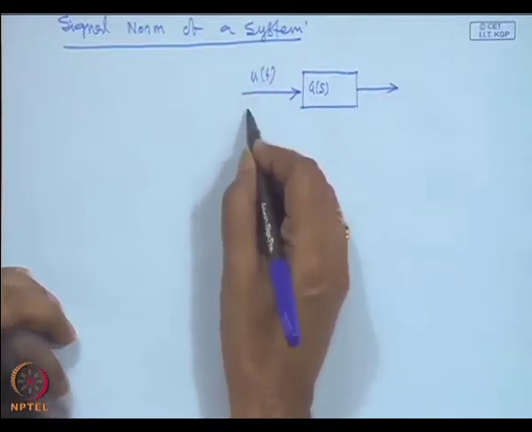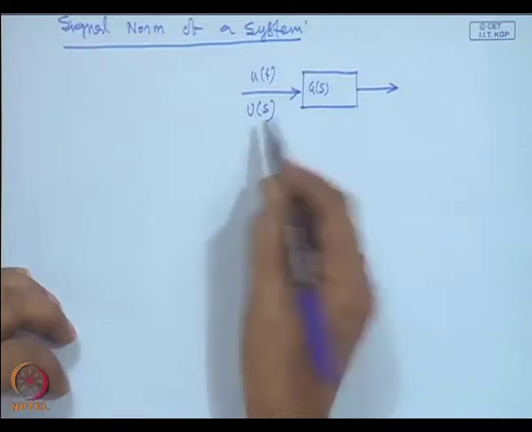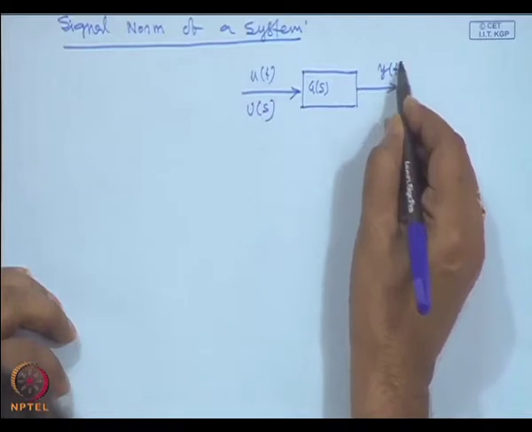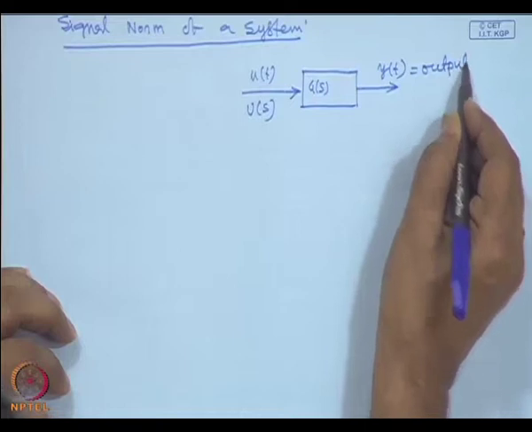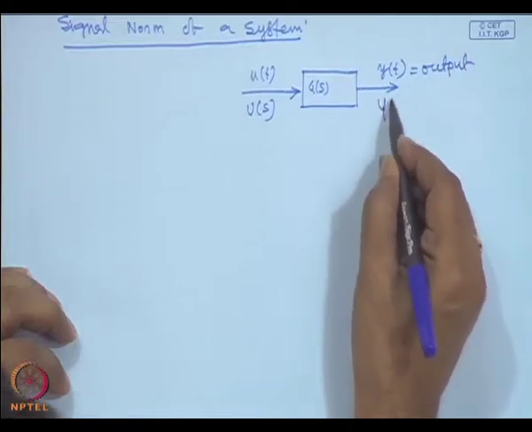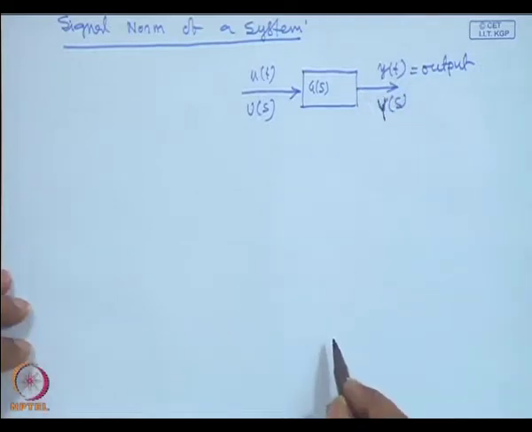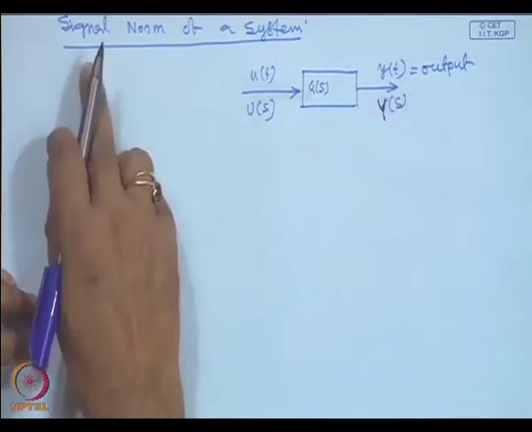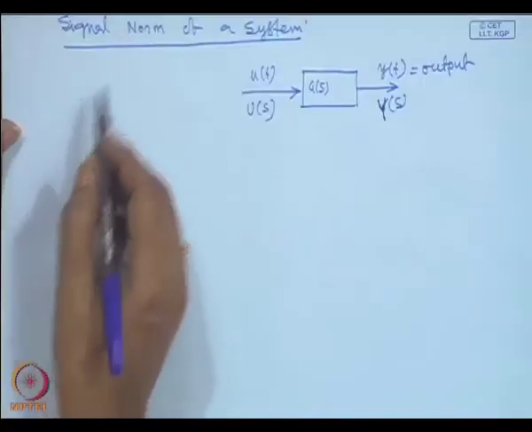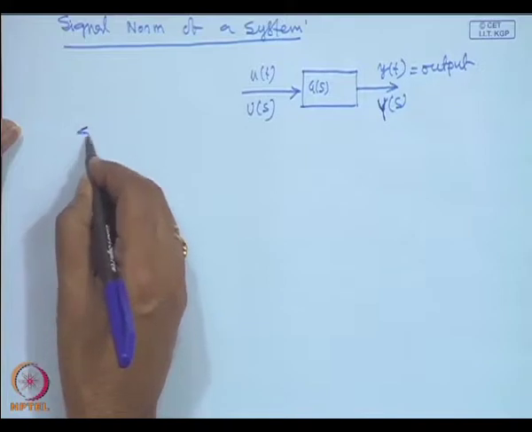and if you consider in Laplace transform, this is u of s. This is the input, this is the output y of t, and in Laplace domain it is y of s, the Laplace transform of y of t. Now, this is the input signal and output is y of t. These two signals, norm of a system, what does it mean? So, signal norm of a system.